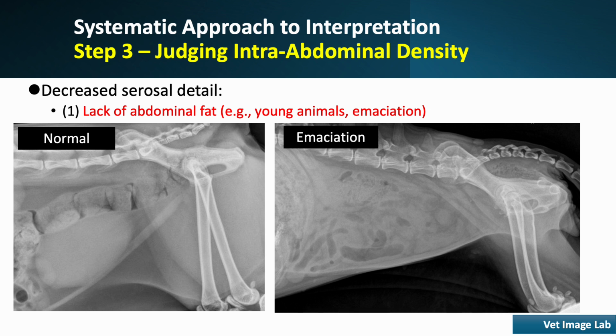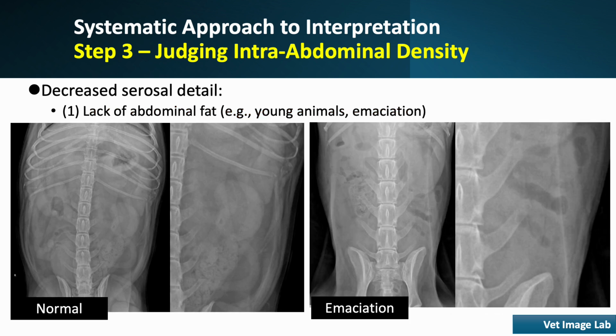There are two main reasons for decreased serosal detail. First, lack of abdominal fat. Young animals, emaciated patients, or animals with low body fat may have poor serosal detail simply because there isn't enough intra-abdominal fat to provide contrast. This is a normal variation, but it can make it harder to evaluate certain conditions.